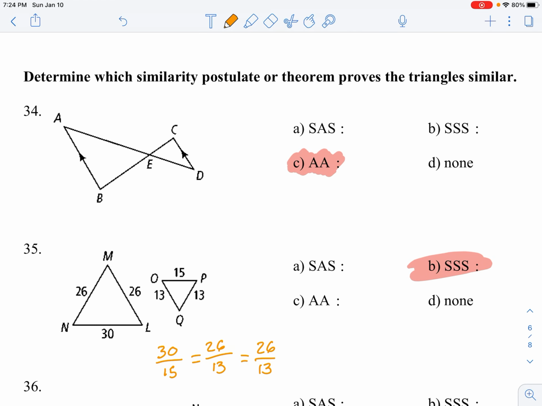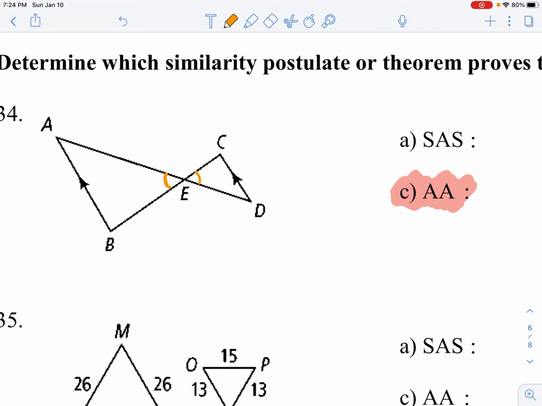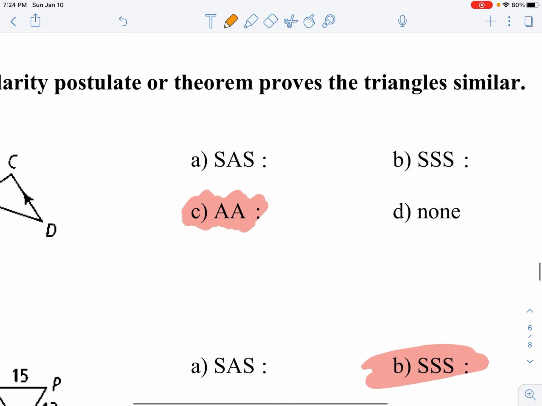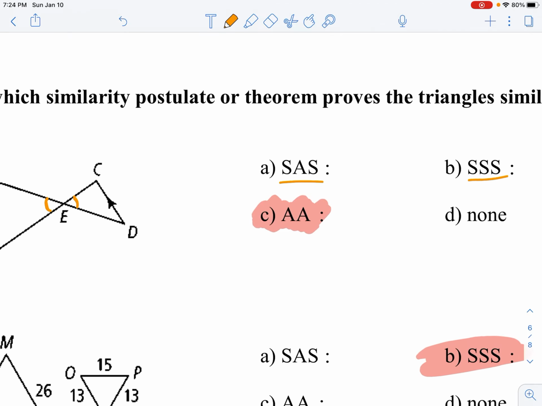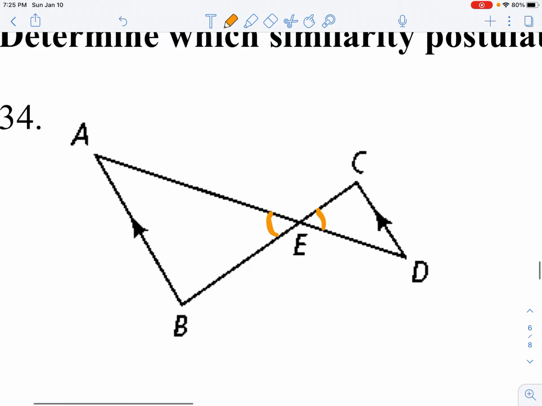Number 34. This one is determining which similarity postulate or theorem proves the triangles similar. Obviously, I have vertical angles on this, and I'm just trying to prove similarity, which these are your three ways to show similarity: side, side, side. Remember, these are not the same as the other ones we were doing. These ones are proportions. We'll get into that here in a second, but angle, angle is the answer for this one, and here's why. I've got my vertical angles, and then I've got parallel lines.